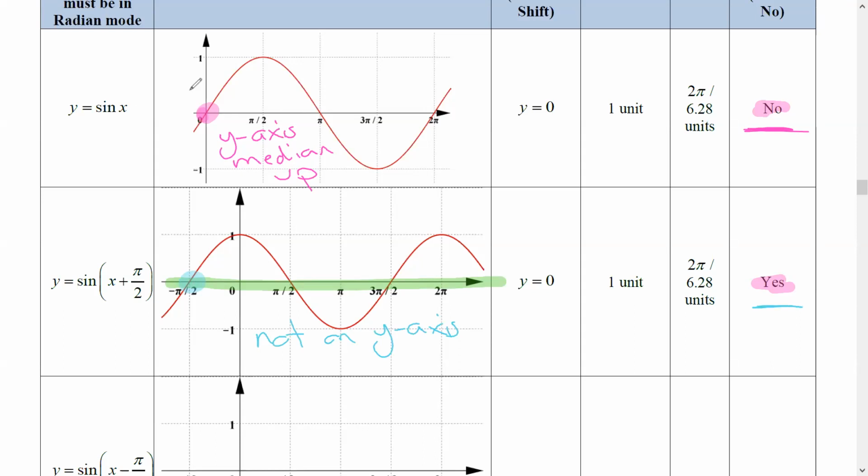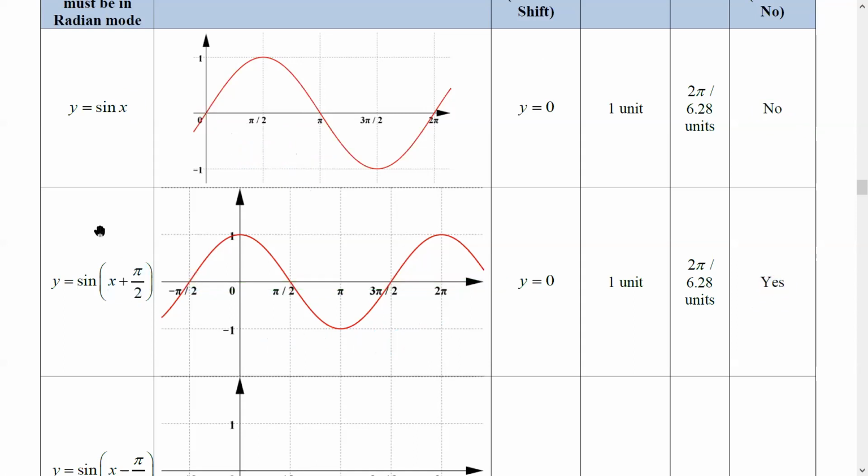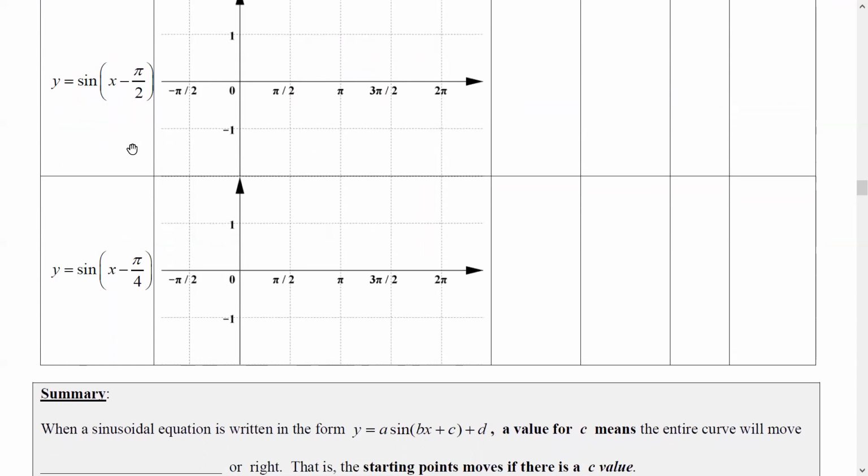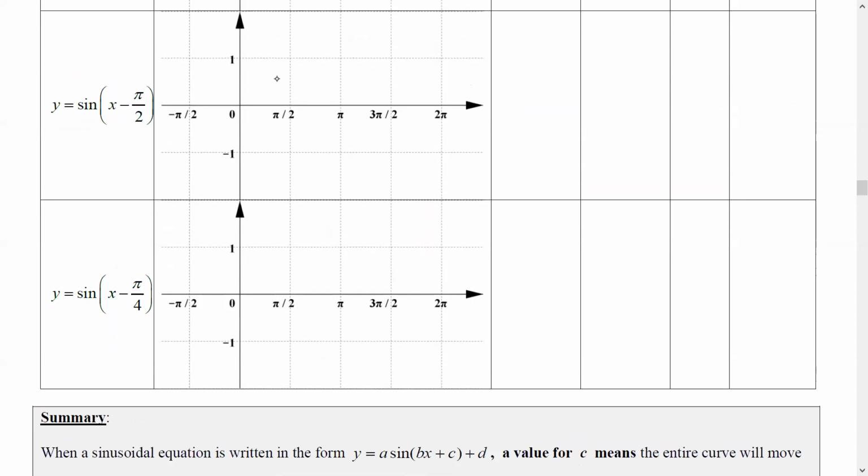Come back up to our equations. Just an x, no c value. Whoa, what do I see right there? There's a c value. So guess what? As soon as we see a c value, this graph will be moved left and right, horizontally. So I notice right here that there's a c value. Guess what? This thing has been moved. The next one, I see a c value. Guess what? This thing has been moved.